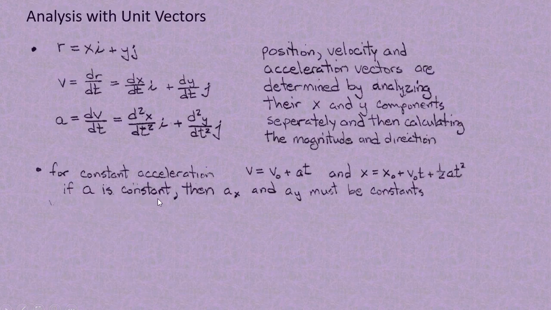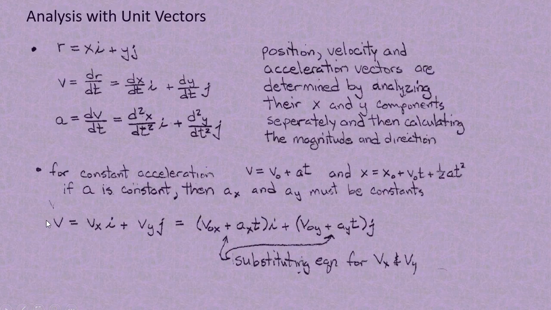So if a is a constant, then it stands to reason that a sub x and a sub y must also be constant. Keep in mind that a sub x is the magnitude scalar that's multiplied by the i unit vector, and a sub y is the magnitude scalar that's multiplied by the j unit vector. We can use these two equations to come up with expressions for displacement and velocity in terms of acceleration. First, let's look at velocity.